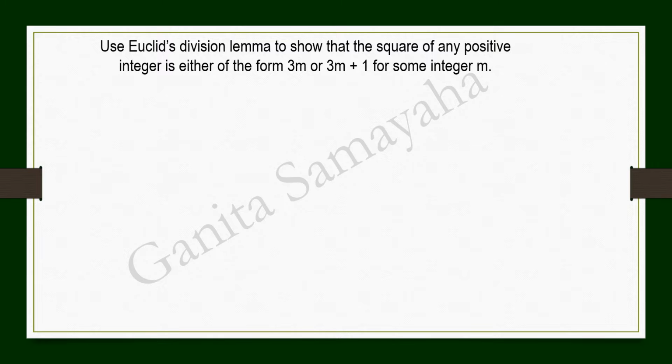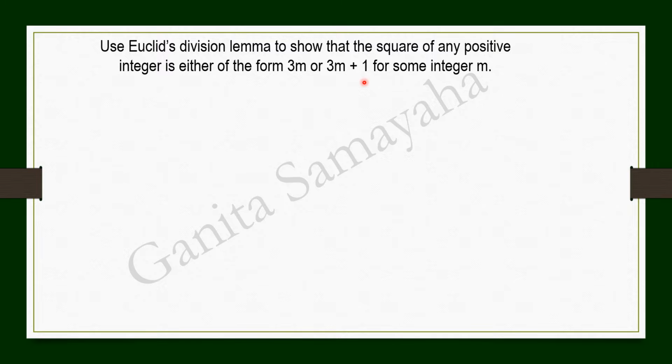So let us look into this problem, children. We need to use Euclid's division lemma. So use Euclid's division lemma for what? To show that the square of any positive integer is either of the form 3m or 3m plus 1 for some integer m. Okay. We are required to show that, suppose we have a as some positive integer, a squared will be either 3m or 3m plus 1.